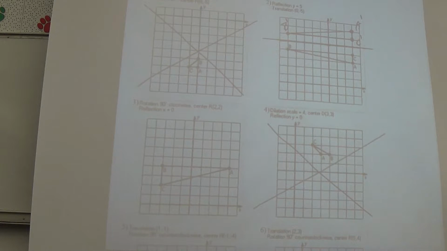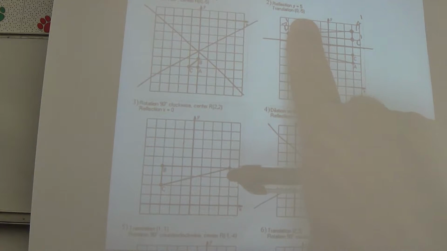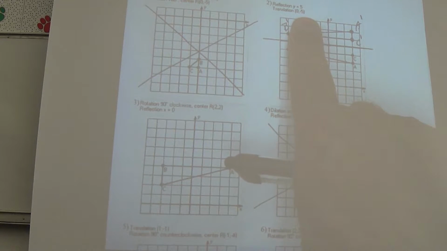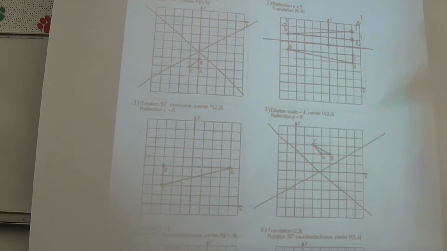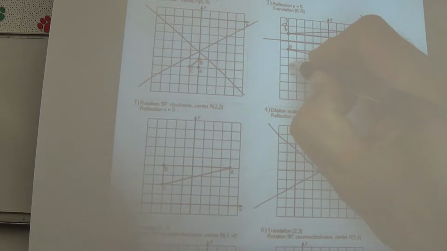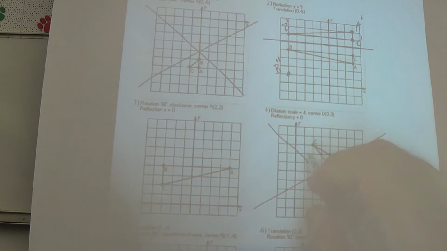All right, now our next step, because this is a two-step transformation, our next step is to translate this now, 0x and negative 5y. So 0x, negative 5y. So we're not going to move the x anywhere, but we're going to move the y down 5 places. So we got 1, 2, 3, 4, 5. This is now B prime prime.